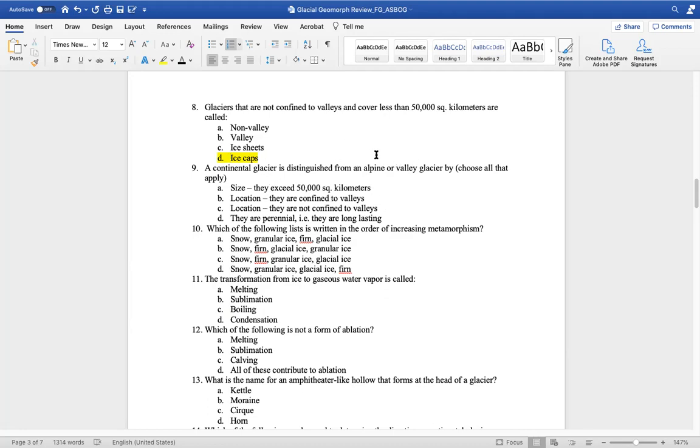Definitely size. So continental glaciers, as the name implies, they generally cover continents, and they exceed 50,000 square kilometers, but they are not confined by the subglacial land surface. So they're not confined to valleys, and they are long lasting. So A, or wait, sorry, A, C, and D.